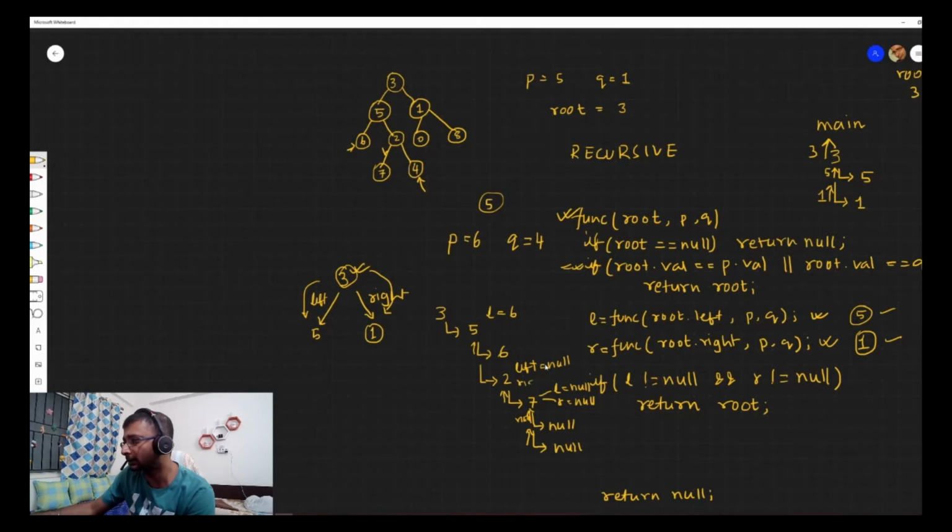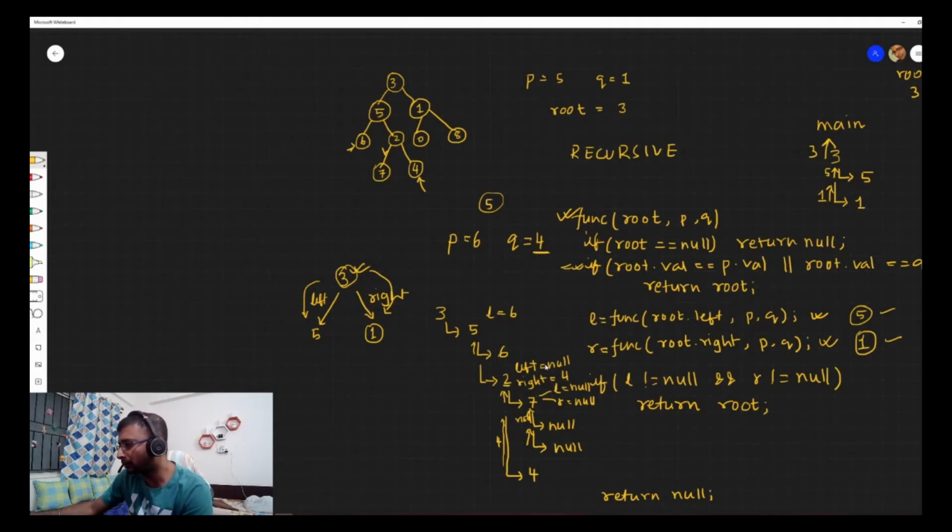Now the right is invoked of 2. So right of 2 is 4, and we see that it has matched. So what happens from here? 4 is returned. So the right of 2 returns a 4. That means one of the children that we are looking for is present under 2. So 2 is the node that we are dealing with.